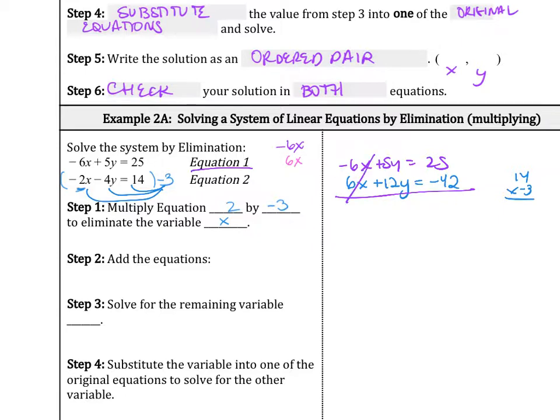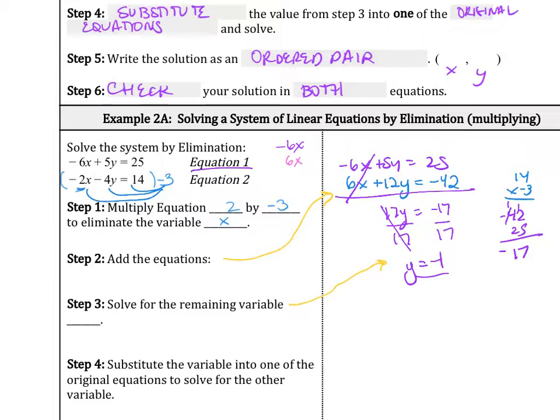So 5y plus 12y, well, that is 17y. Then 25 minus 42. When you do that on the side, make sure you write the bigger number on top and then subtract. I know it's going to be negative at the end, so to help myself out, I write it there. And we notice that it's negative 17. Divide by 17, we get y equals negative 1. So what we did, just to show you, we added the equations together, and then we solved for the remaining variable, our y value.